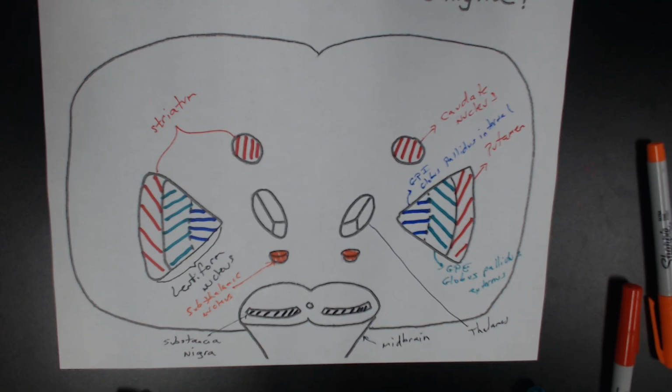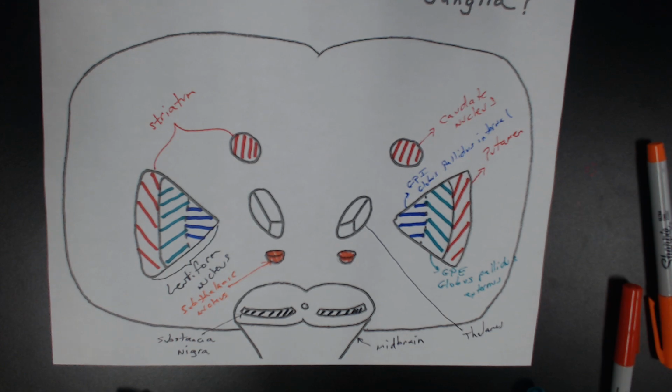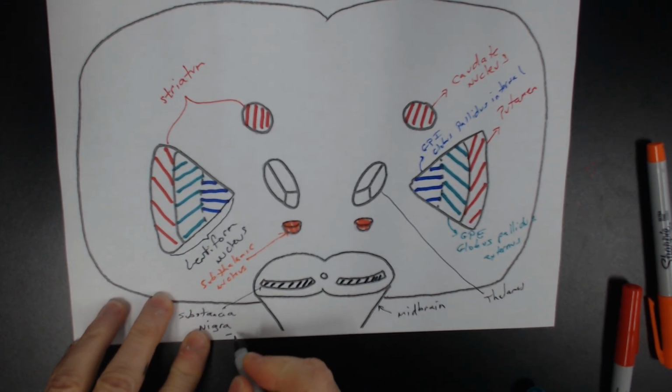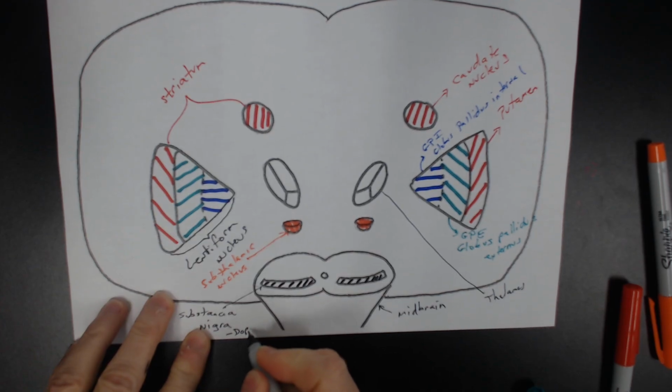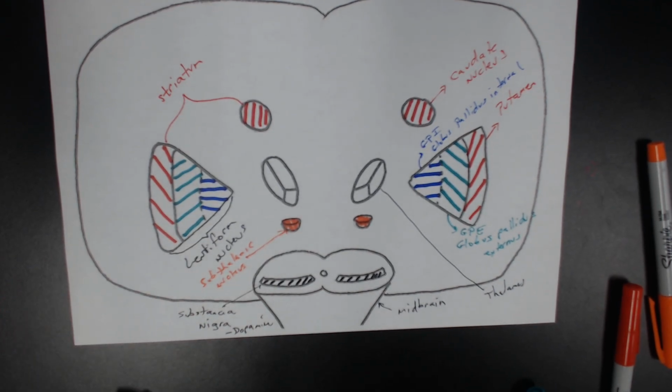So these are all the basal ganglia, and the substantia nigra we're going to talk about specifically, because the substantia nigra is where dopamine is produced. Dopamine is one of those neurotransmitters we talked about previously that can be both excitatory and inhibitory. We're going to see that today.